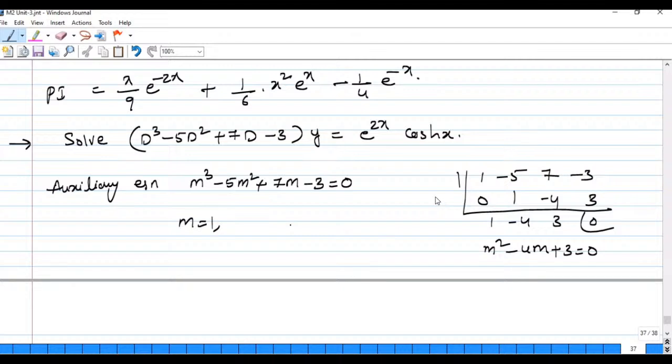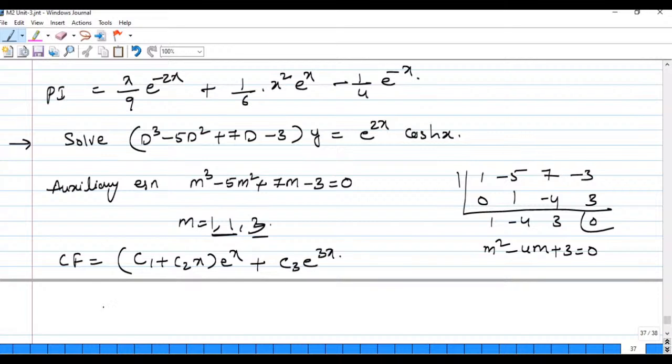Okay. What is the complementary function? 1 is a repeated root, so the complementary function is (C1 plus C2 x) e power x plus C3 into e power 3x.